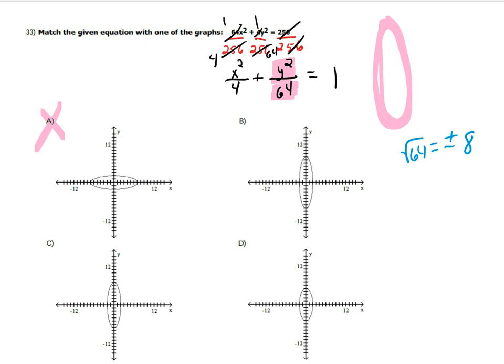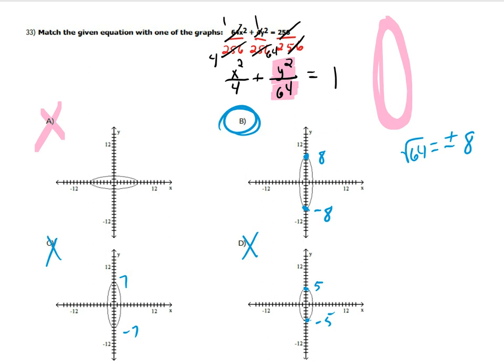And when you look at these closely, this one crosses at, what is that? 1, 2, 3, 4. This is at 5 and -5, so that's out. And this is actually at 7 and -7, that's out. But this one right here, that's -8, and this one right here is +8. So it's B.